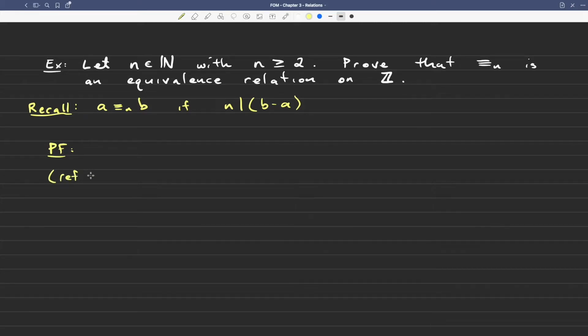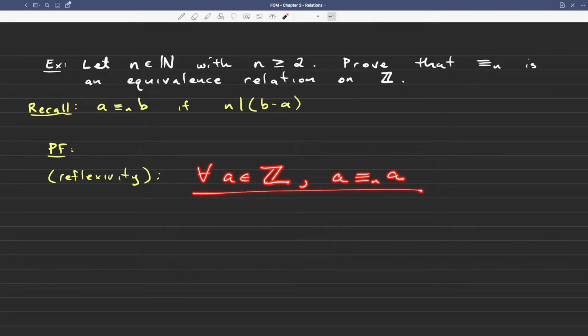So reflexivity. To prove reflexivity, remember what we've got to prove is that for every A in the set, in this case the set is Z, A is related to A. That's our goal. For every A in the integers, A is congruent to A modulo n. So if I want to prove that, I'm going to take an arbitrary element in the integers and prove that this is true about that.